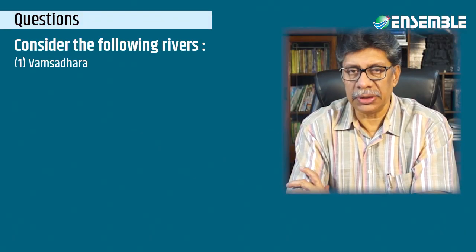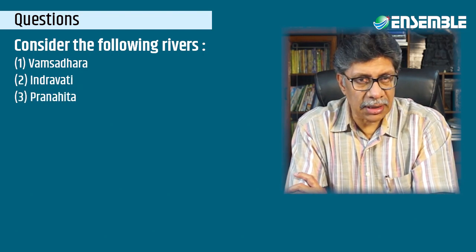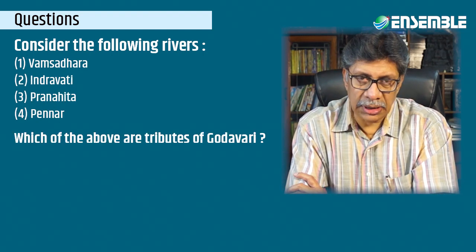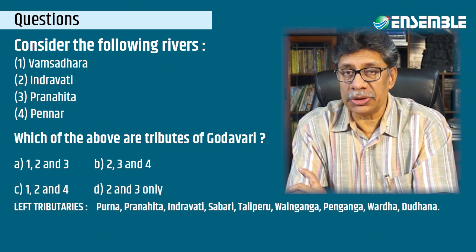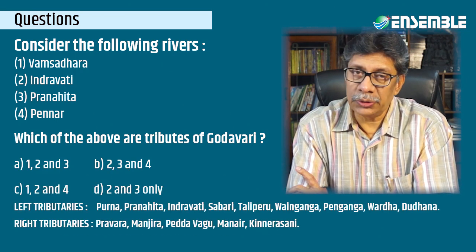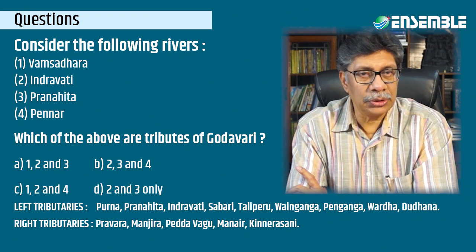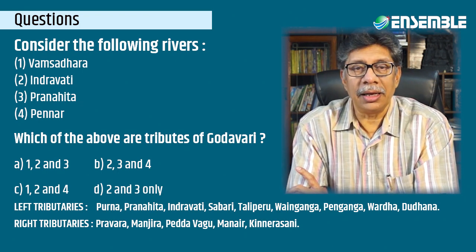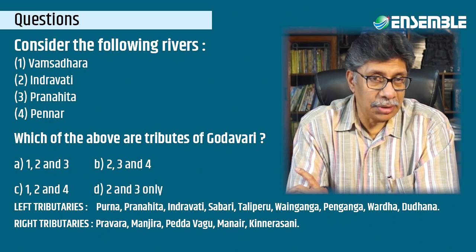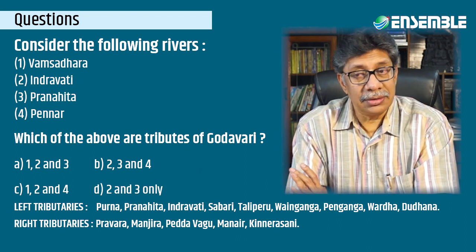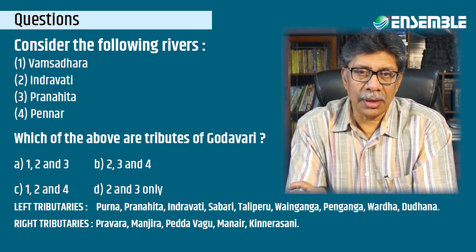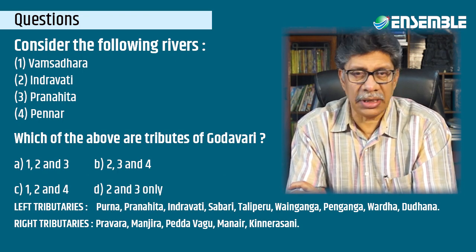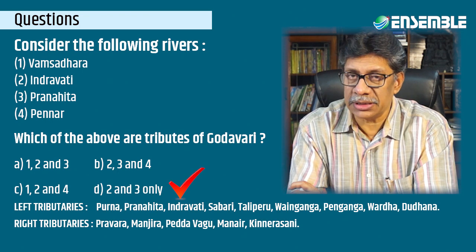The second question is: consider the following rivers. 1, Vamsdhara; 2, Indravati; 3, Pranhita; 4, Pennar. Which of them are tributaries of Godavari? 1, 2 and 3; 2, 3 and 4; 1, 2 and 4; 2 and 3. Once you go on to understand these tributaries, do you need to remember the names? Of course, it's not going to be easy for anyone to memorize these names.